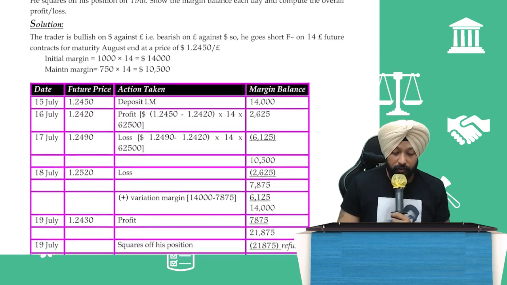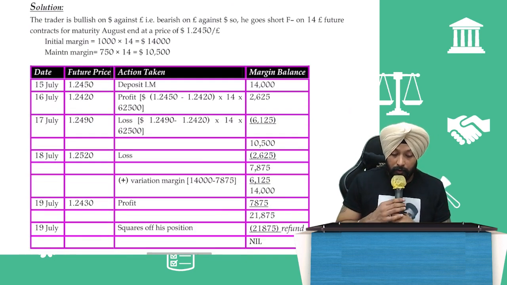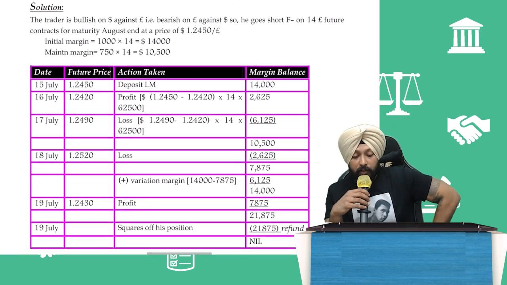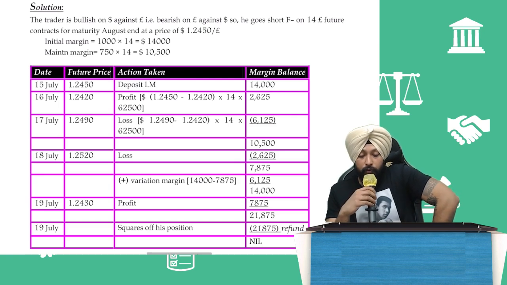So let's see the solution. The trader is bullish on dollar against pound, that is bearish on pound against dollar. So he goes short, that is sells 14 pound future contracts for maturity August end at a price of $1.2450 per pound. Initial margin 1000 into 14, 14,000. Maintenance margin is 750 into 14, 10,500. Which means if your balance goes below the maintenance margin of 10,500, then margin will be required to be paid.